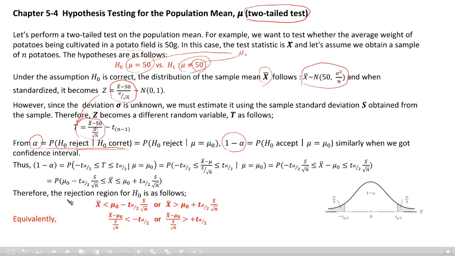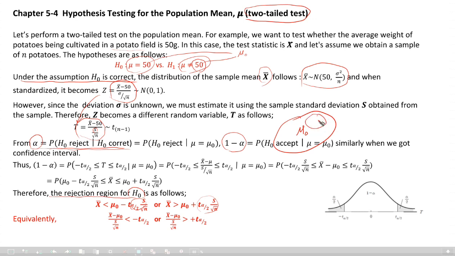So finally, the rejection region for H0 is X bar less than mu 0 minus some value, or X bar greater than mu 0 plus that some value. Okay? Let's see. Okay, there is a population, under the assumption H0 is correct. So population mean is mu 0. That is a pre-assumption, actually.